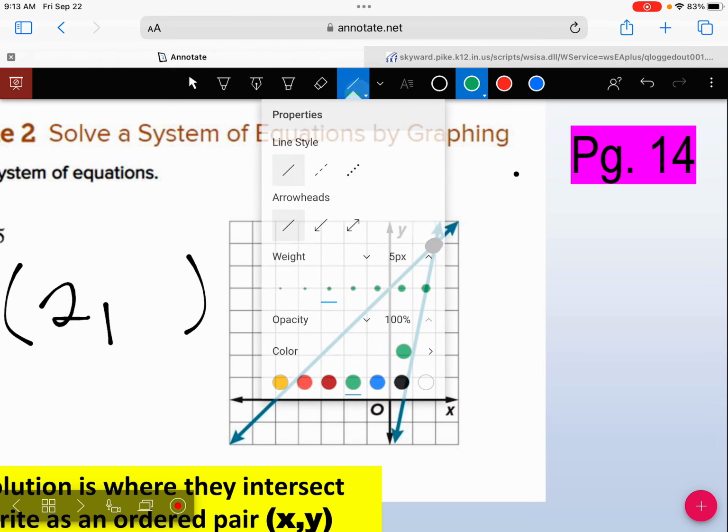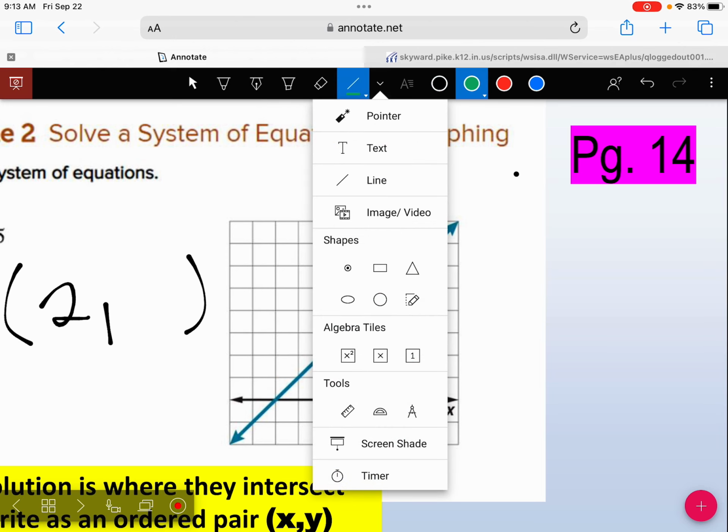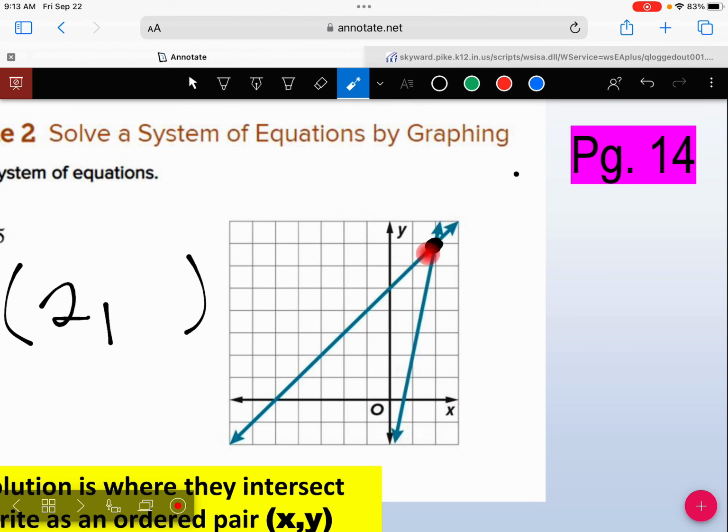Let me make it back to a laser. Okay, there we go. So right here, x is 2. And then y is, let's see, 1, 2, 3, 4, 5, 6, 7. So the solution is 2, 7. And that's why we need to have straight lines, because if we don't, we're not going to get the solution right.